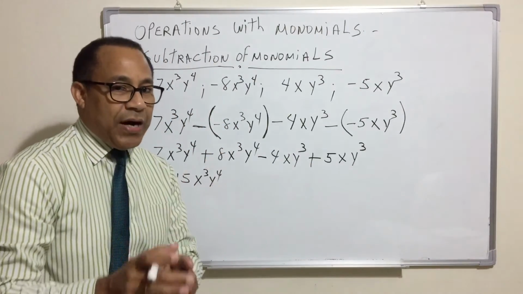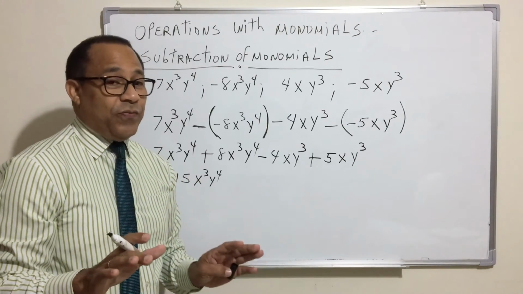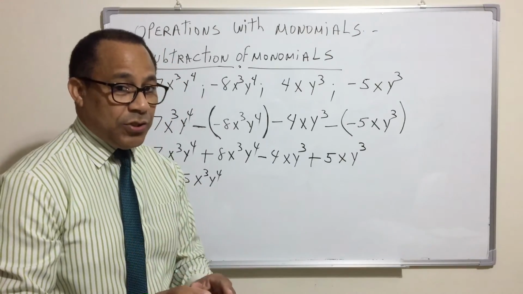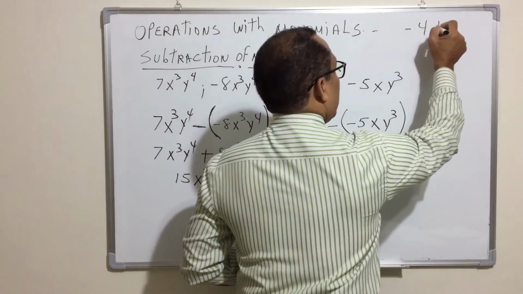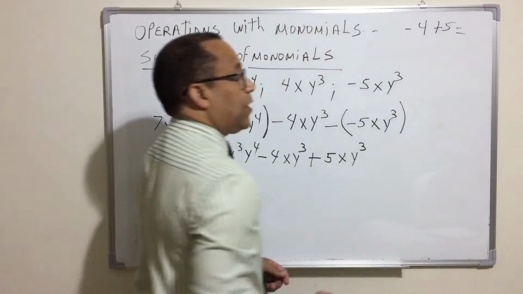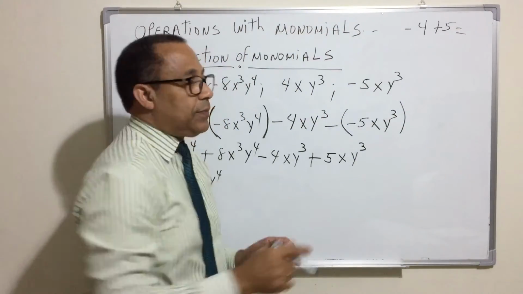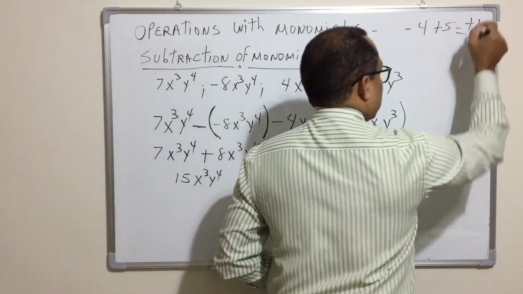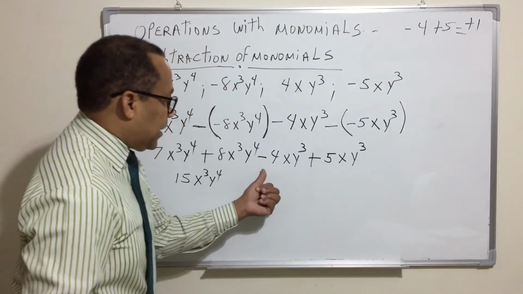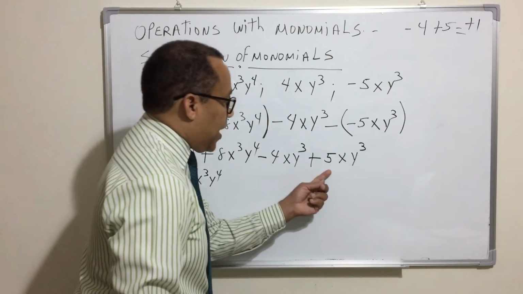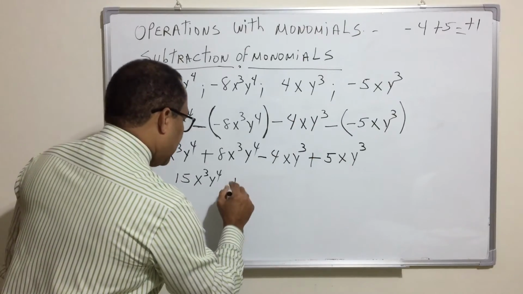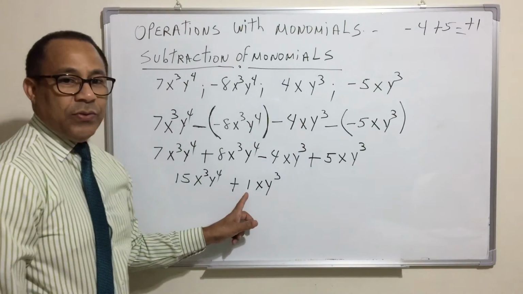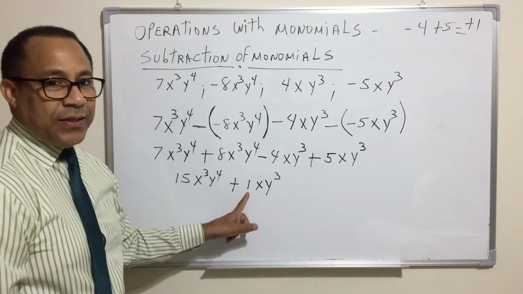Negative 4 plus 5. There's no multiplication involved here. It's the rules of signs in addition and subtraction. And remember, negative 4 plus 5. When the signs are different, we subtract the numbers, 1, and we copy the sign of the greatest, which is positive. So it's positive 1. Negative 4x to the third plus 5x to the third is equal to positive 1xy to the third. You don't need to write down this one.